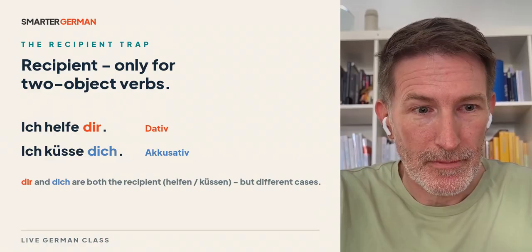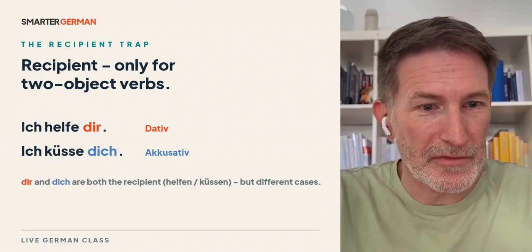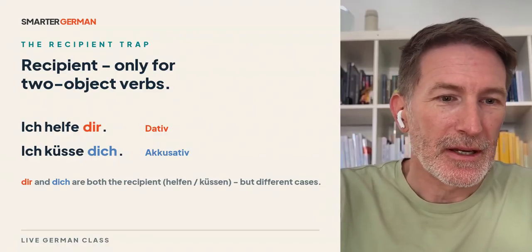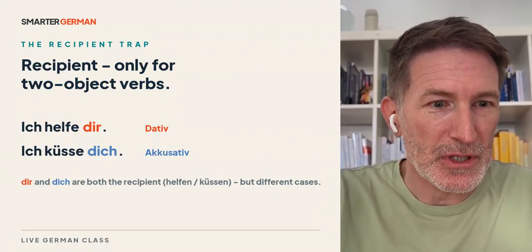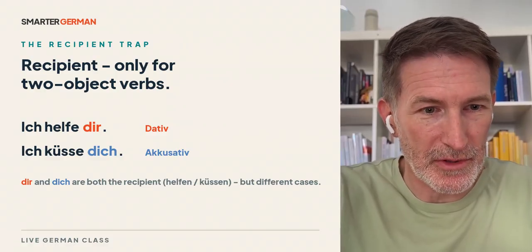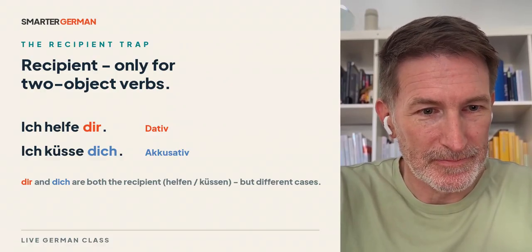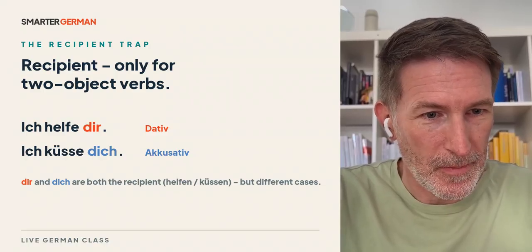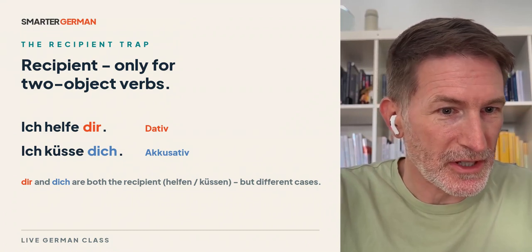Meine Mutter? Yeah. So completely different case. Or let me stick to the same person, dich. So this is obviously a different case. This is what we call the accusative, right? And the other one is what we call the dative. So this is obviously a different case.